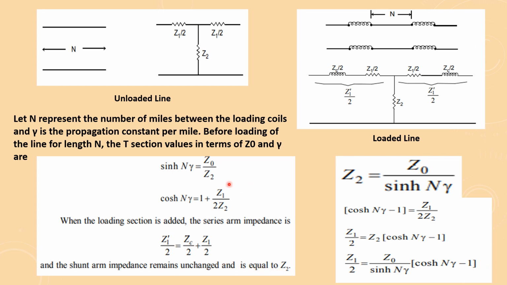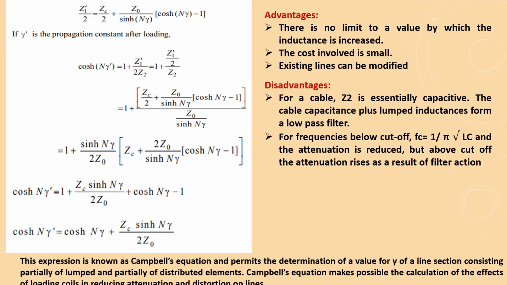So from this first equation, we can write what Z2 is equal to. From this we'll be solving for Z1 by 2 just by rearranging this equation. We'll be writing what Z1 by 2 is. So we got Z1 by 2, so that can be substituted in the equation.